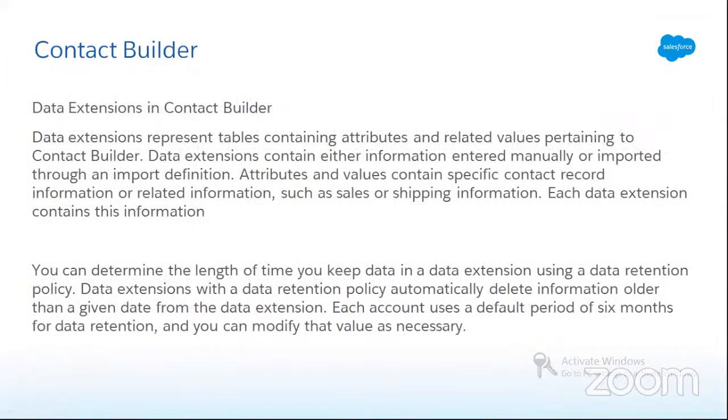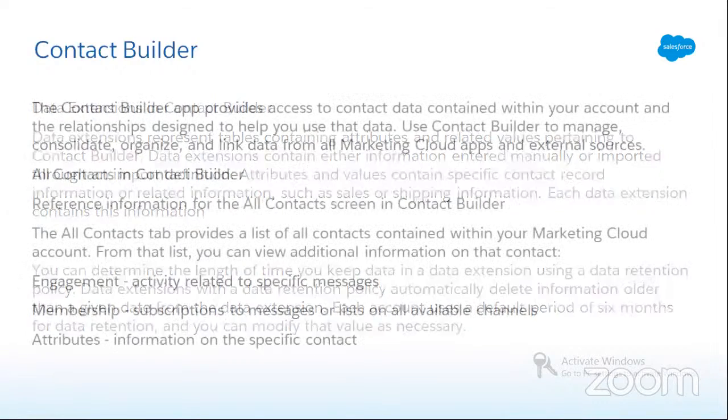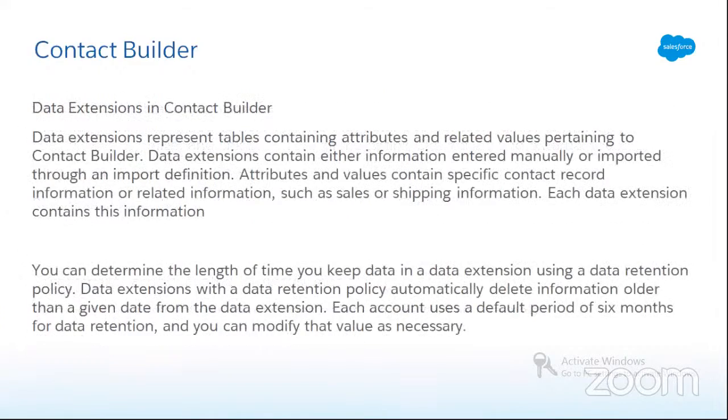So we have data extensions in Contact Builder. We can manage or manipulate data extensions from Contact Builder. Like you can determine the attributes, you can add an attribute, you can remove an attribute. Also, you can change the subscriber key. Also, there are some policies and permissions that you can change on data extensions via Contact Builder.